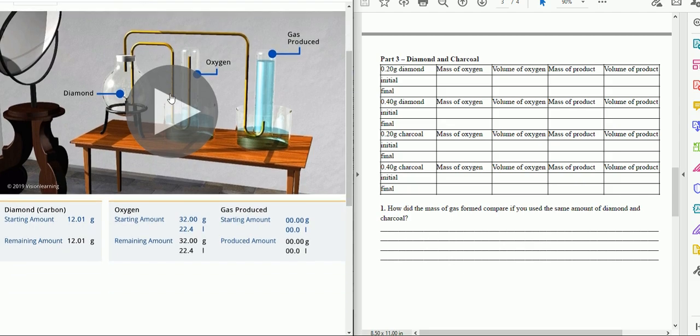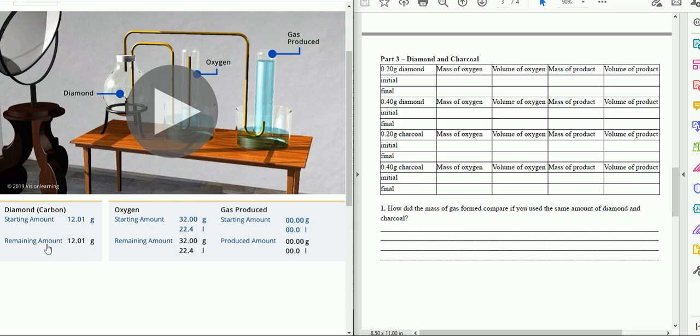So here we have our apparatus, and we are going to be using a magnifying glass to concentrate light energy to heat this diamond here. As a result of the heating of this diamond, we are going to observe a few changes, such that oxygen is consumed and gas is produced. And so we have carbon in the form of diamond.